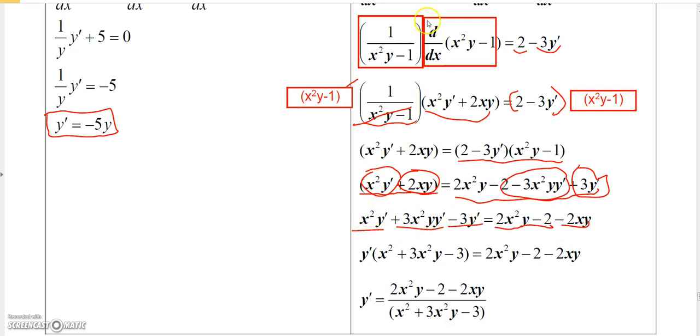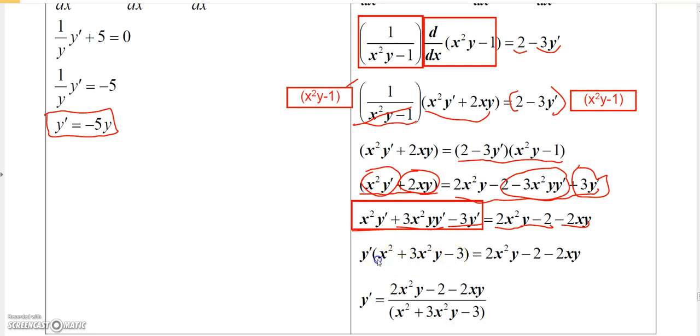Finally, if you look at these three terms, all three of them have a y prime in them. So now I can factor out the y prime. When I factor a y prime out of this, I get x squared. Factor a y prime out of this, I get 3x squared y. Factor a y prime out of this, I get minus 3.